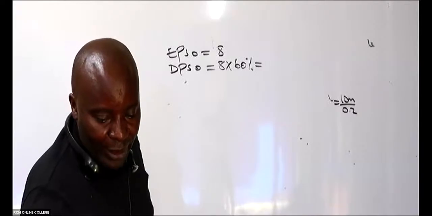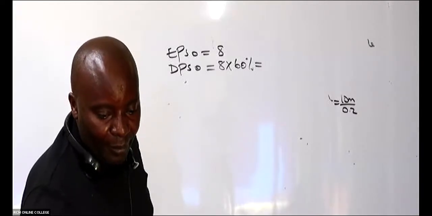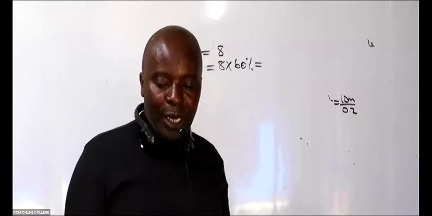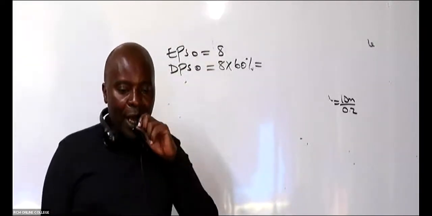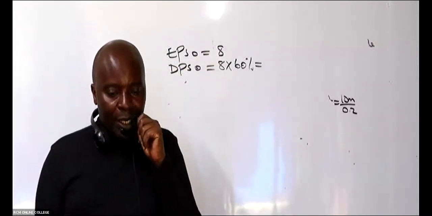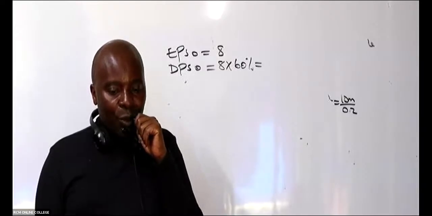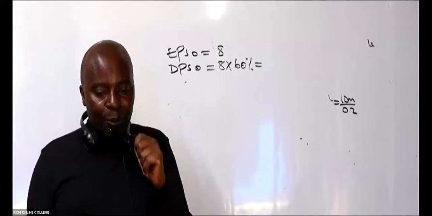Internet issues, sorry for that. It is April 2022, question number 1, DOG. Please give me this figure. What is this DPS at time zero? At time 0 means today. So 8 times 0.6.